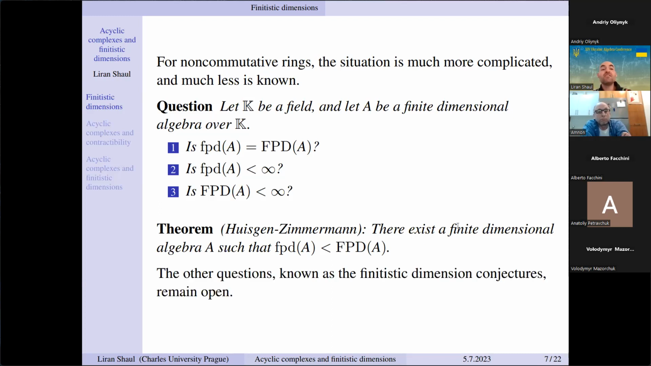So the question whether these finitistic dimensions are finite for finite dimensional algebras remains completely open, and we don't know any example of a finite dimensional algebra for which either of the finitistic dimensions is infinite. There are, of course, some classes for which we know that it is finite, but no example is known where it is infinite, and we don't have a proof that it is always finite. These two questions are known as the small and the big finitistic dimension conjectures.